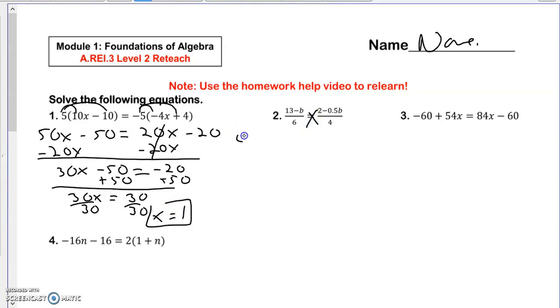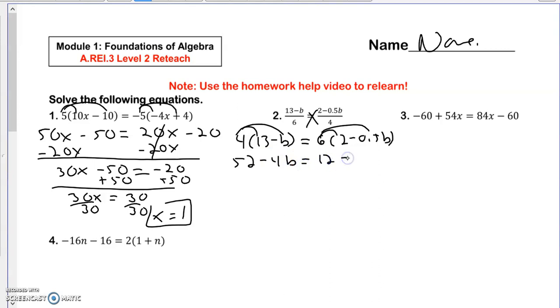So when I cross multiply, I'm going to do 4, and I'm going to get 13 minus b equals 6, and then I'm going to get 2 minus 0.5b. Then I'm going to need to distribute not once, but twice. 4 times 13 is 52, minus 4b. 6 times 2 is 12, and 6 times 0.5, or half, is minus 3b.